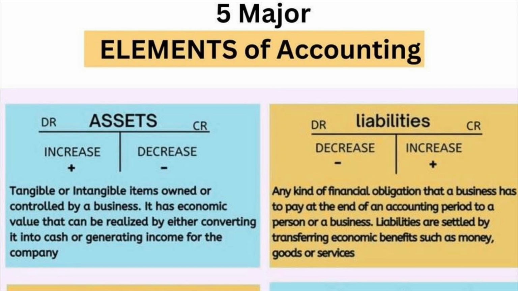Liabilities, on the other hand, are any kind of financial obligation that a business has to pay at the end of an accounting period to a person or a business. Liabilities are settled by transferring economic benefits such as money, goods, or services. And when there is decrease in liability, we debit it, and when there is increase, we credit it.